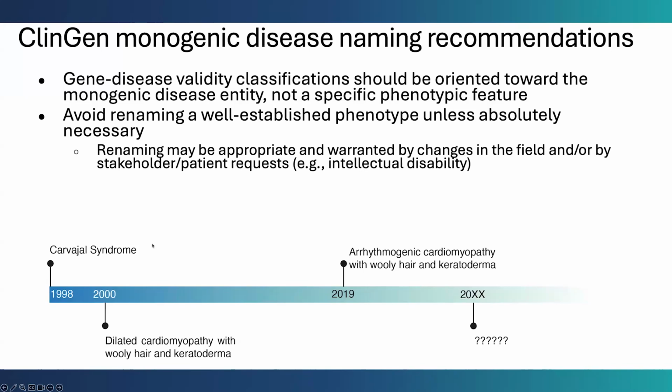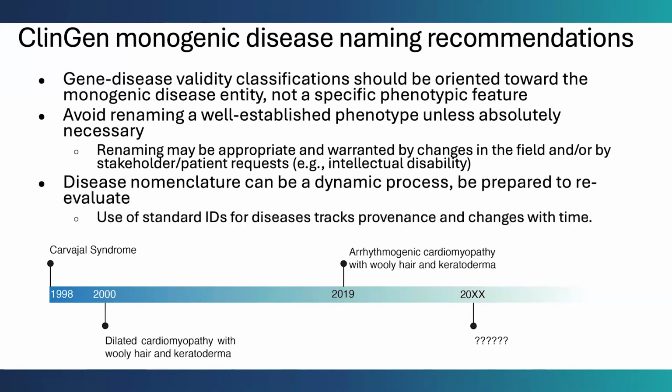We also just have to have an appreciation of this image here, that names change with time. That is one of the reasons why we chose to work with Mondo, is that they are capturing those synonyms, capturing those changes with time, so that we know that we're talking about the same disease, even if we're looking at a paper from 2025 all the way back to 1998. We also feel that disease nomenclature should be a dynamic process, as we see there, right? Use of standard IDs within ClinGen for these diseases tracks provenance and changes with time.